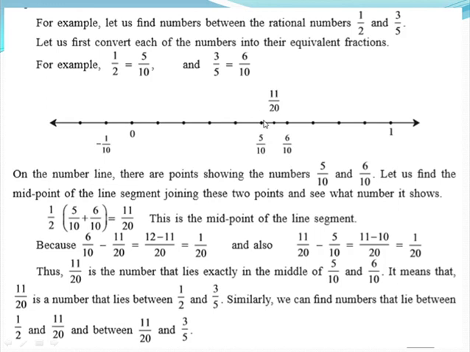Similarly, you can find the midpoint of 5 upon 10 and 11 upon 20, and also the midpoint of 11 upon 20 and 6 upon 10. In this way, you can get many numbers by the midpoint formula. Similarly, we can find numbers that lie between 1 upon 2 and 11 upon 20, and between 11 upon 20 and 3 upon 5. By this method also, by using the midpoint of a line segment, you can find infinite numbers between any 2 given points.